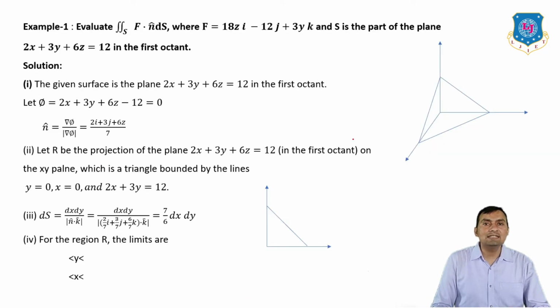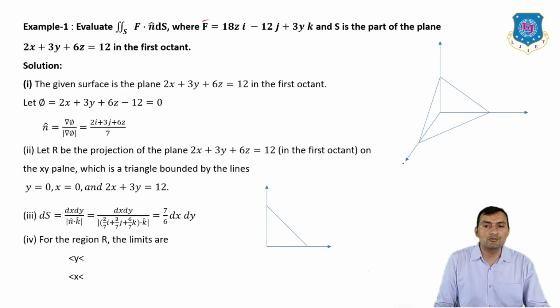Now let us see a simple question. Evaluate the double integration of f dot n cap ds over the surface S, where f bar is given by 18z i plus 12 j plus 3y k, and S is the part of the plane 2x plus 3y plus 6z equal to 12 in the first octant.